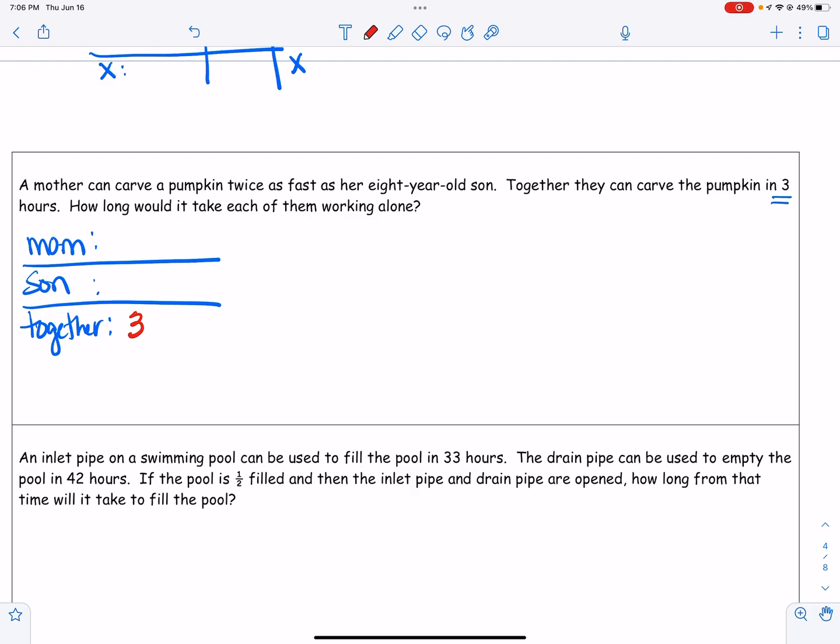So you have to be careful. It means that the mother does it in a certain time. Her son is going to take 2 times as long. So the X is actually the mom, and the 2X, 2 times longer than the mother, is going to be the son. And so now we turn them into units. Mom's unit time is 1 over X. Son's unit time is 1 over 2X. And the together time is 1 over 3. So the mom's time plus the son's time equals the together time.